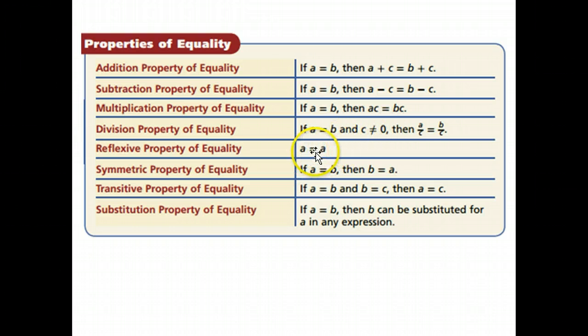Reflexive is when you have something equal to itself. Symmetric is when you have two things that are equal and you're allowed to swap sides. They can trade sides and it's okay. Transitive is when we take a string of equations and put them together because we have this middle term repeated. So if A is B and B is C, well, we can just cut B out then, and A and C would have to be the same if they're both the same as B.